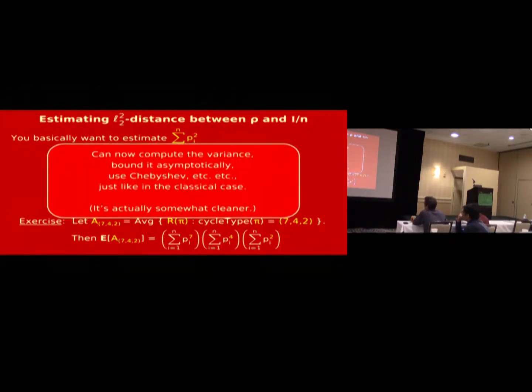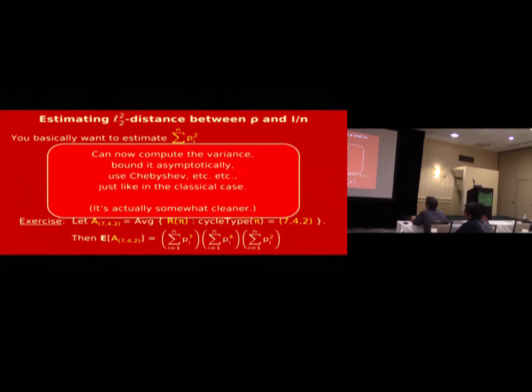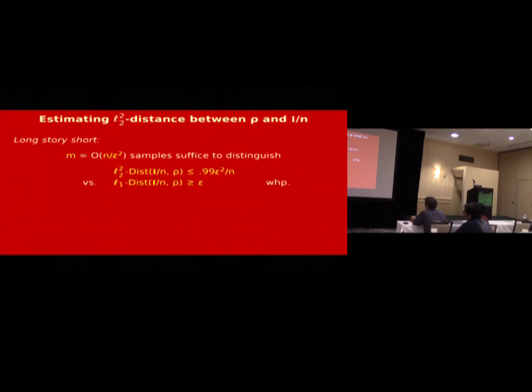Good. So you can just bound the... With this, you have enough information to compute the expected value of x squared and do the whole same game: bound the variance, Chebyshev, and so forth. Here's the long story short. It's the exact same result as identity testing to the uniform distribution, except instead of square root n, you have n. Okay, so you actually get the same square root savings over the baseline, which was n squared.